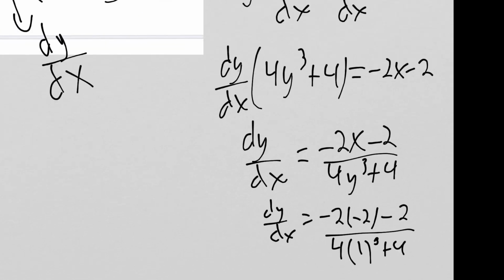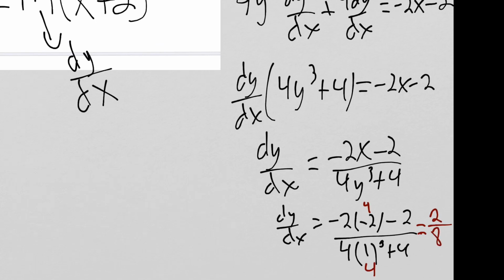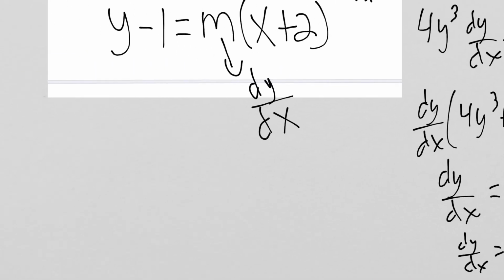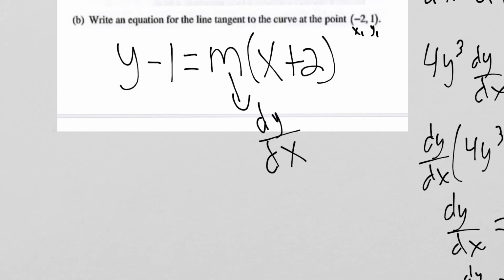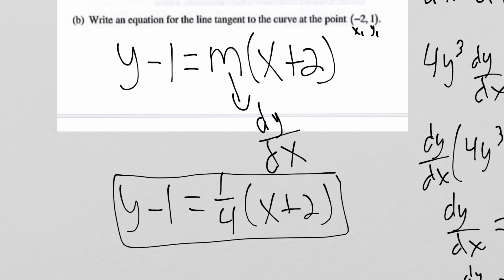So let's do a little simplification. -2 times -2 is positive 4. And then here we have 4 times 1 cubed, which is also positive 4. So this is going to be equal to 4 minus 2, which is 2, over 4 plus 4, which is 8. And 2/8 obviously simplifies down to 1/4. So our slope is 1/4. So we can say y minus 1 equals 1/4 times x plus 2. And that is the equation of our tangent line.